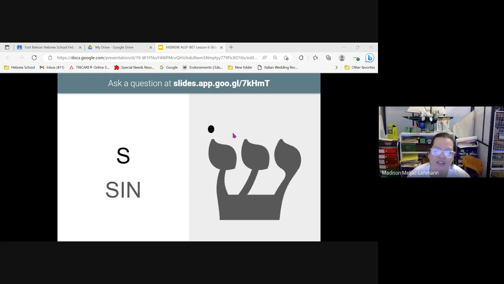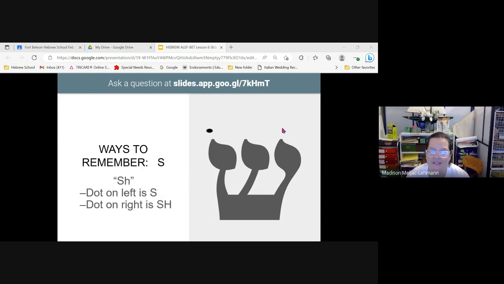Okay, here we go. I put the dot here. So like I said, here's sin, and you see the dot right here. In English, we say sh, right? The S is this one. If the dot goes here on the second, that's sh. So the first is S and the last one is sh. I don't know if that helps or not. Like I said, the dot is on the left for sin, and for sh, it's on the right.